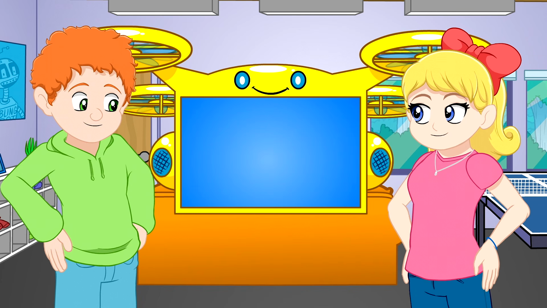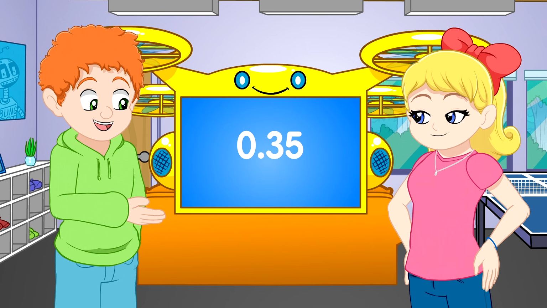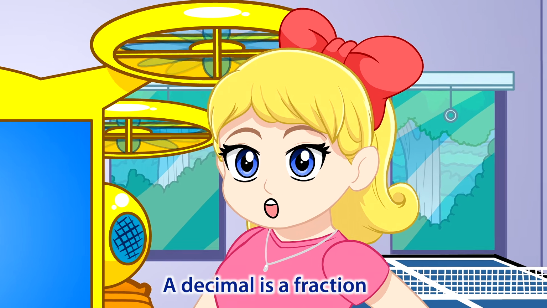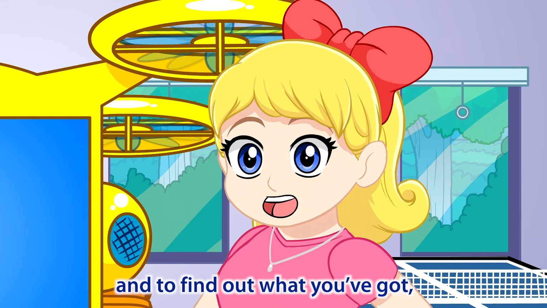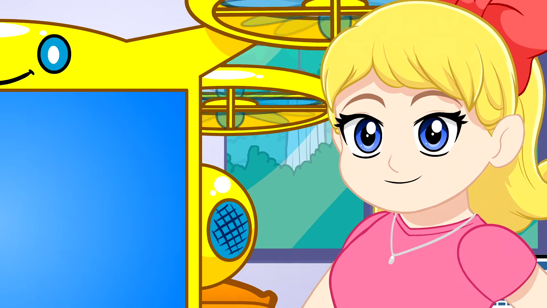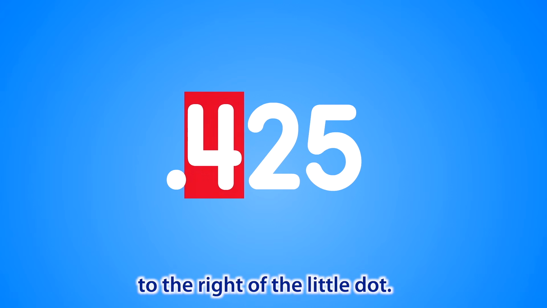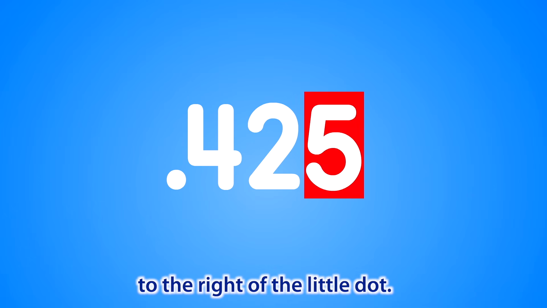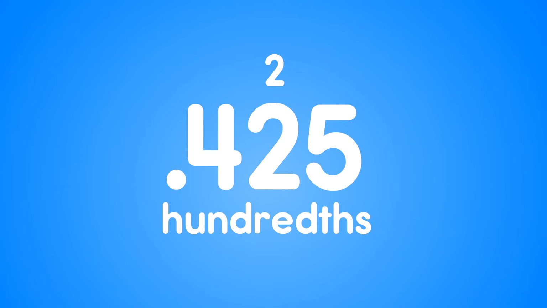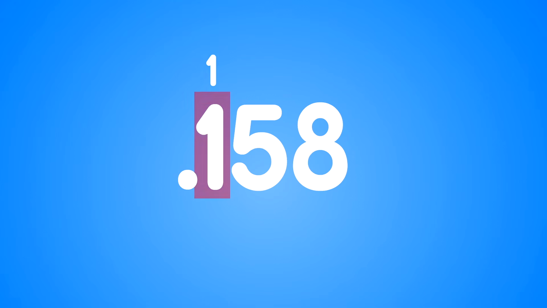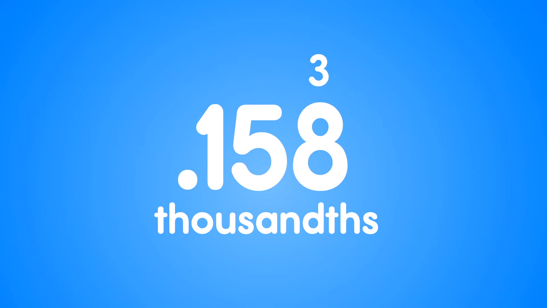Okay, I get that. But what if we have two numbers past the decimal? Remember our song? A decimal is a fraction, and to find out what you've got, count the number of places to the right of the little dot. 1/10, 2 hundredths, 3 thousandths.